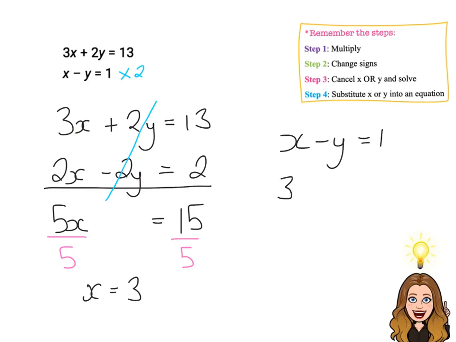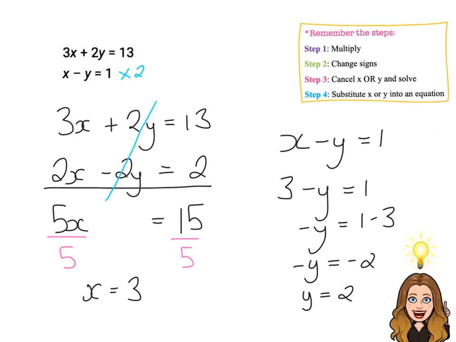Well, x is 3, minus y equals 1. Minus y equals 1 minus 3. Minus y equals minus 2. Y equals 2. And how I got that was I simply moved this 3 over this side because it's letters on the left and numbers on the right, and you'll remember that from when we did algebra. Letters on the left, numbers on the right.